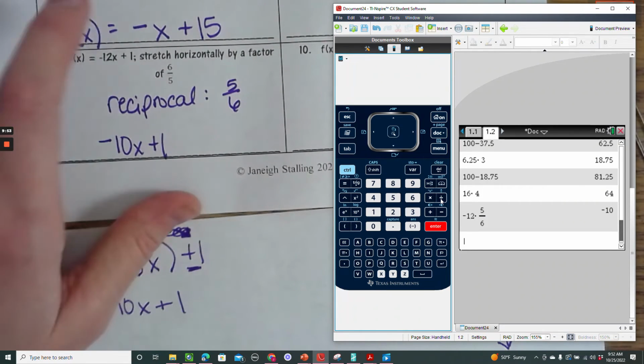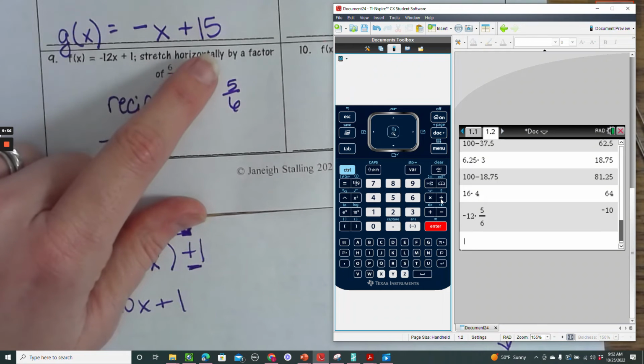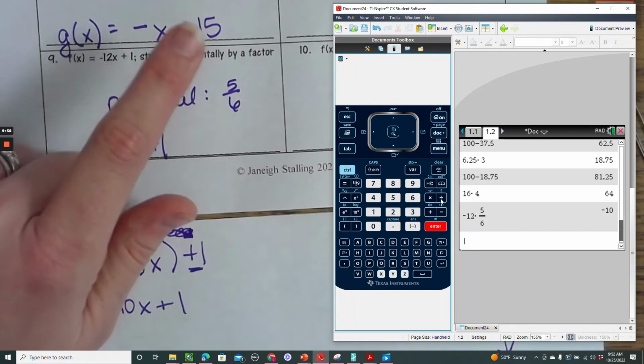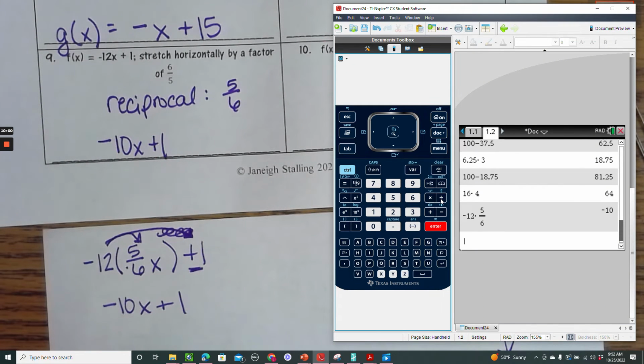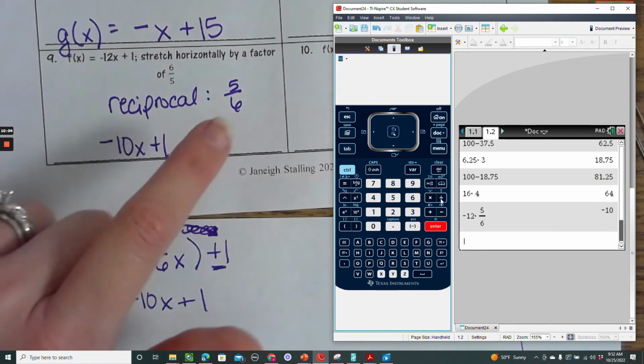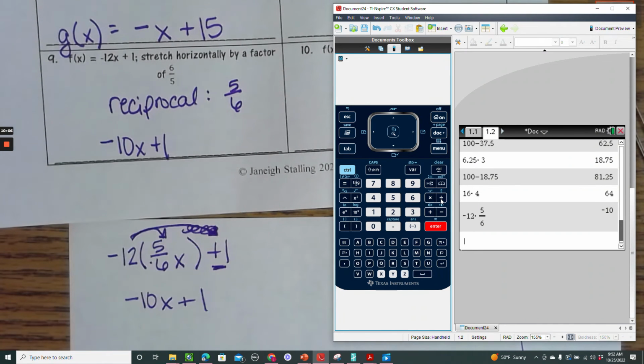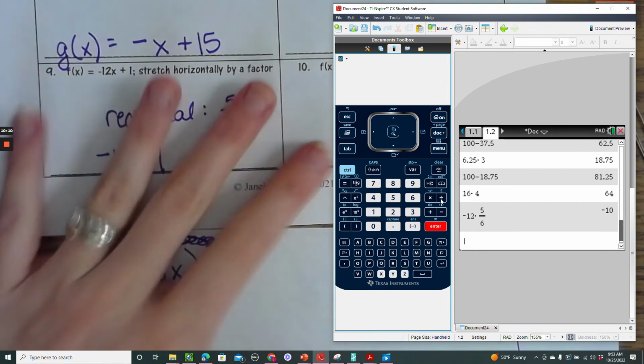All right, so that was a stretch horizontally. If I want to compress it horizontally, same thing. Do the exact same thing with the reciprocal. Flip it if it's horizontal, stretch or compression. Okay? All right, 10.